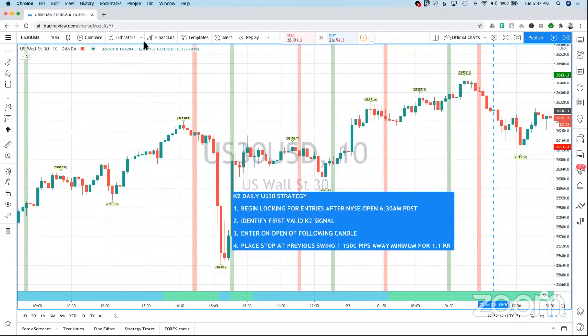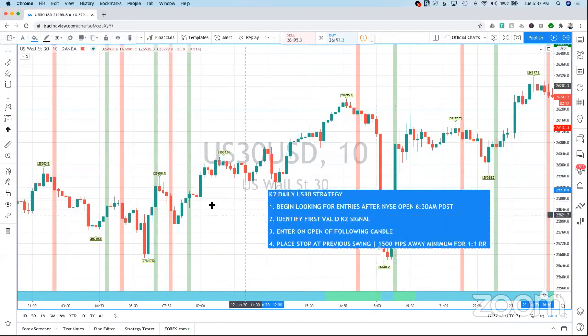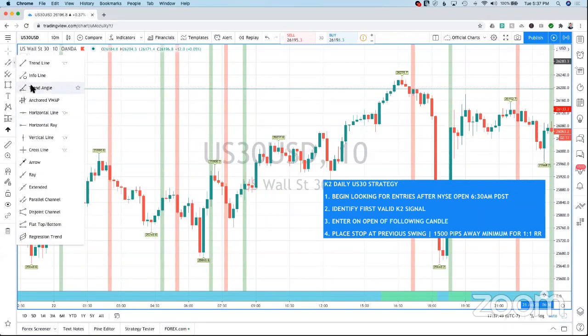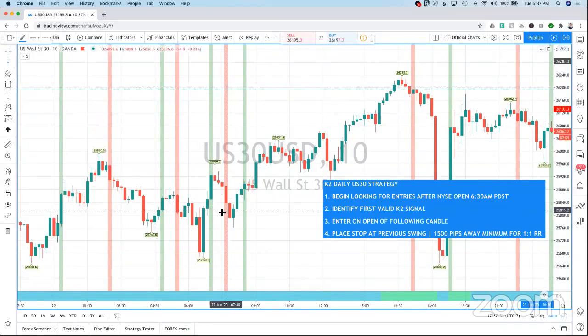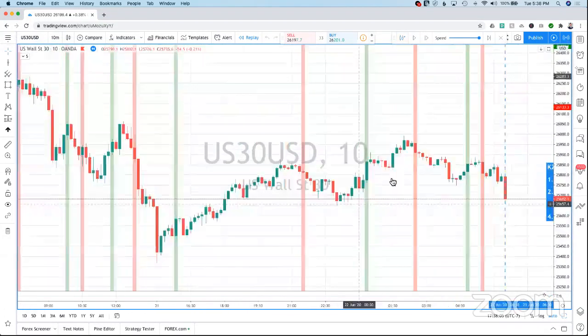All right, guys, I'm back. So let's go back to, I was going to go over the US 30 entry from yesterday. So pretty much we applied the same exact strategy. Let me mark 6:30 a.m. yesterday so we can see when the stock market opened. All right, so we're going to go back and let me rewind this back to that time.